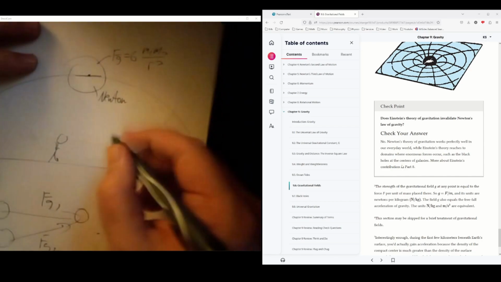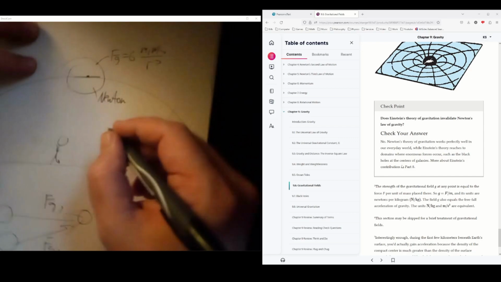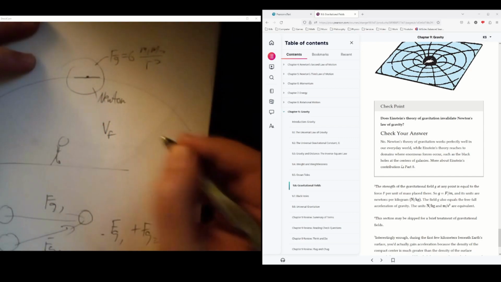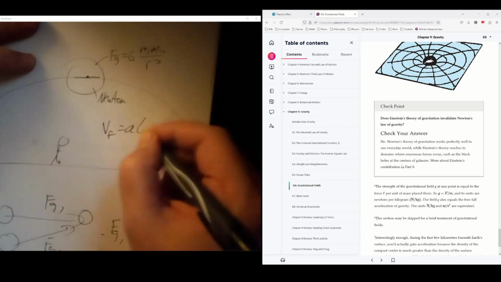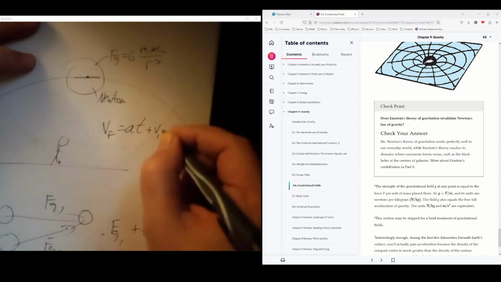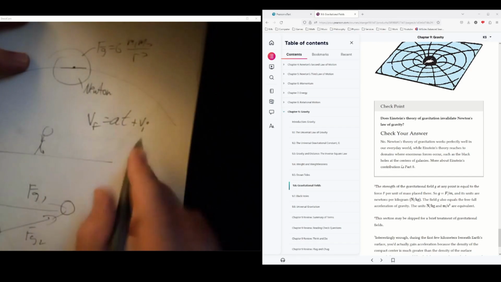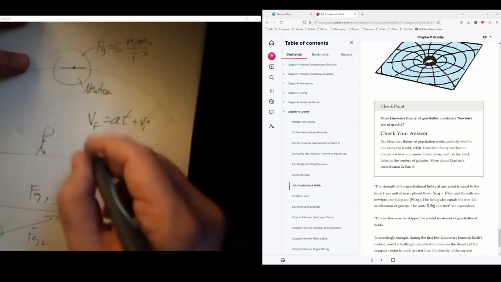And let me just say this really quick, because we talked about this a couple weeks ago: your final velocity is equal to acceleration times time plus your initial velocity. It's one of Newton's equations. Now this says that velocity can go infinite.